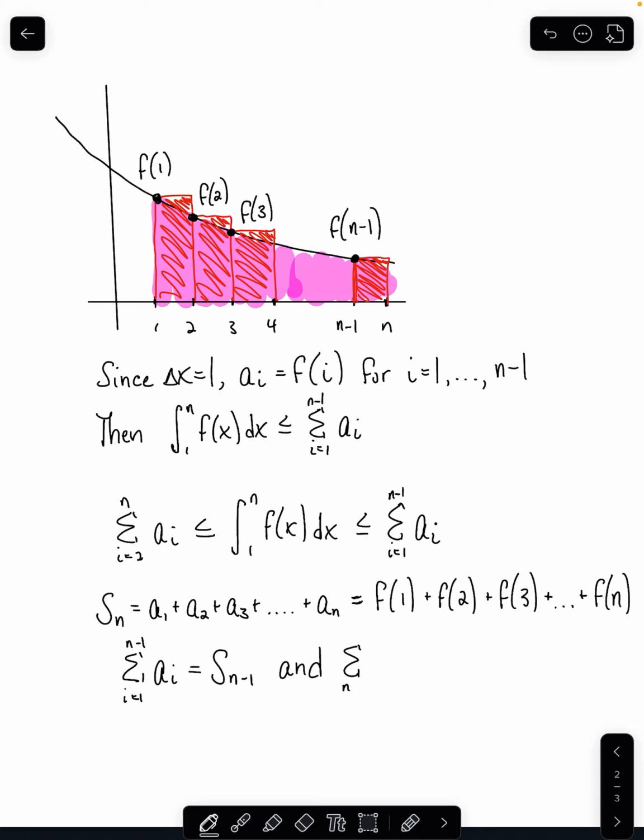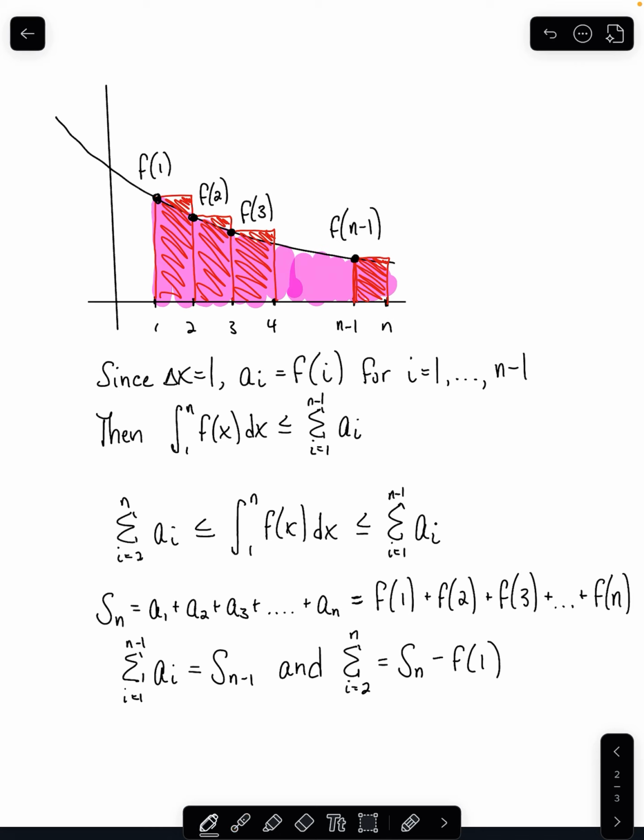The second series, which starts at 2 and goes up to n, is the sum of all of the first n terms, but minus the first one. Since it starts at 2, f of 1 does not actually figure into it. So the first series here excludes the very last term of the partial sum, and this one excludes the very first term of the partial sum.